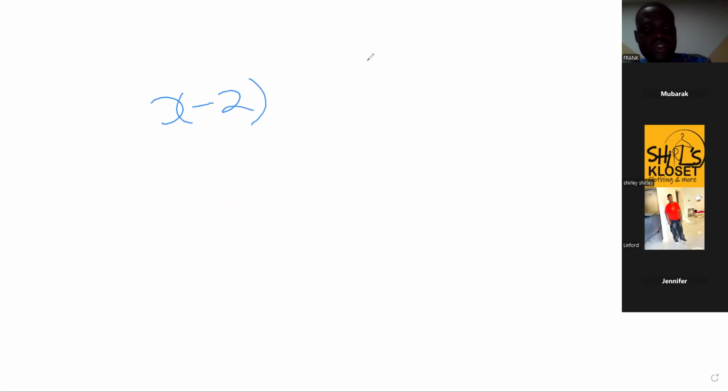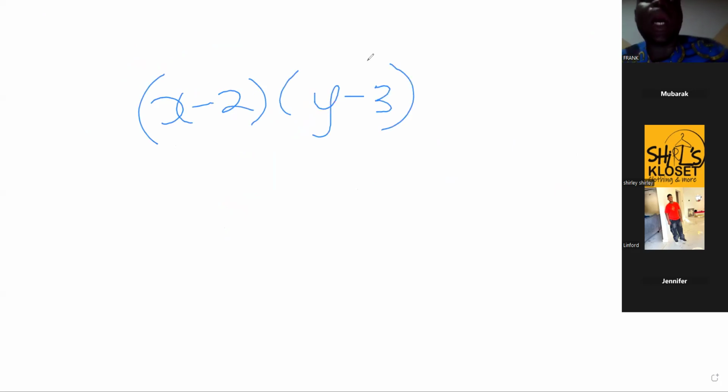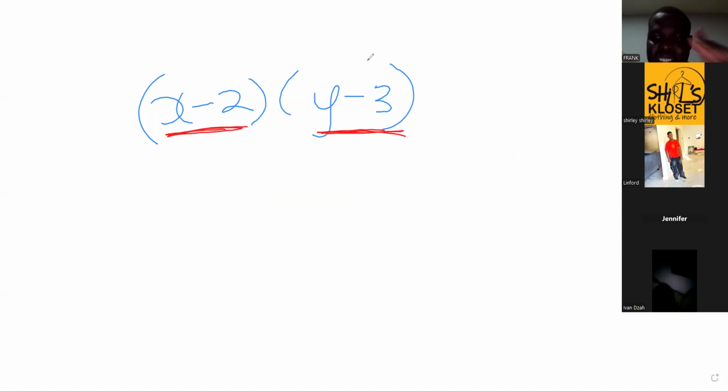So if I have (x minus 2)(y minus 3), how many terms do we have? 2. Okay, I'm still saying 2. Now, the x minus 2 is how many terms? 2 terms. The y minus 3 is how many terms? 2 terms. But these 2 terms, they are multiplying. And I've told you that multiplication brings terms together. So because the x minus 2 is being multiplied by y minus 3, it makes it a single term.